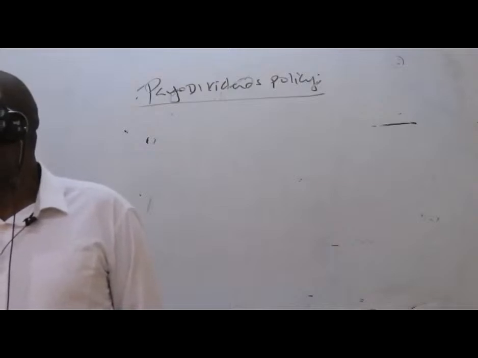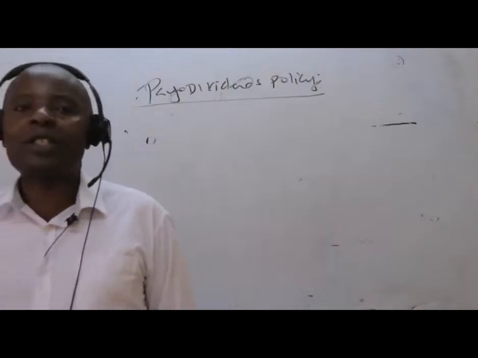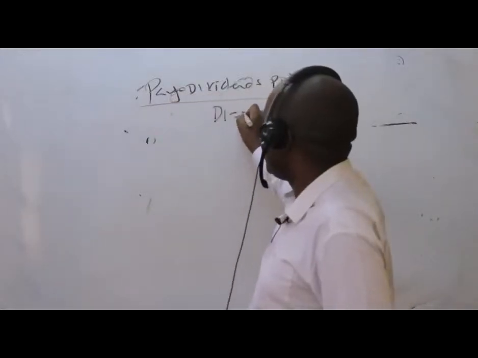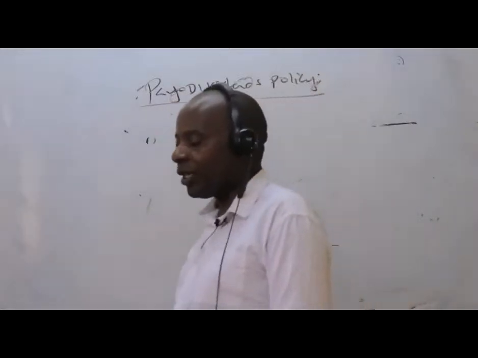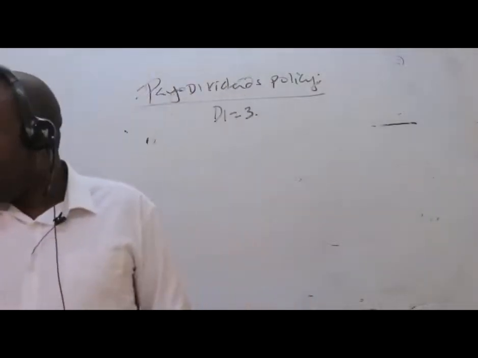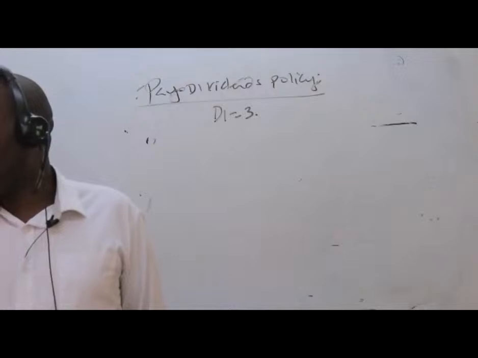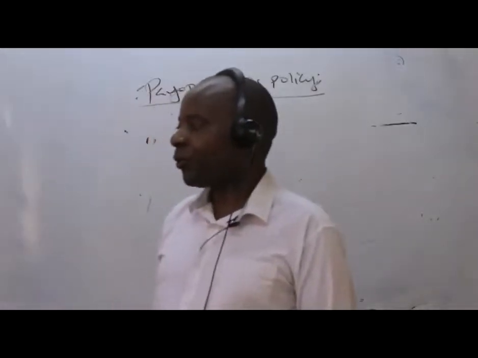So remember, we are paying dividends of 3. So D1 is 3. I'm giving you exactly 2 minutes. You try doing that as we wind up this class.